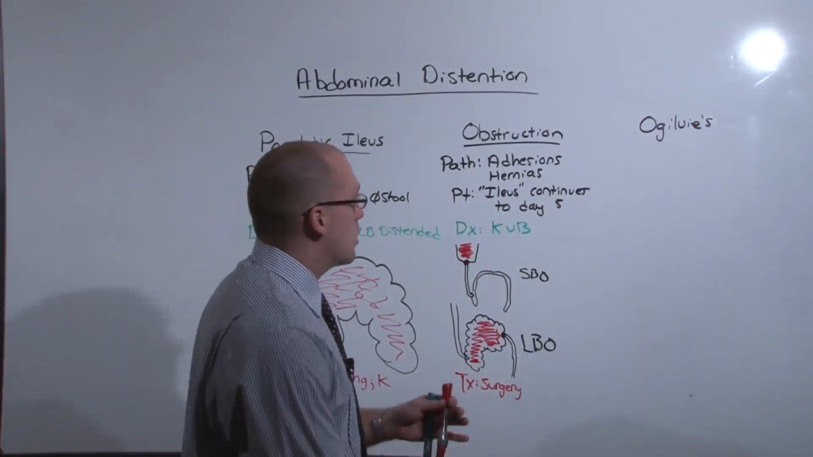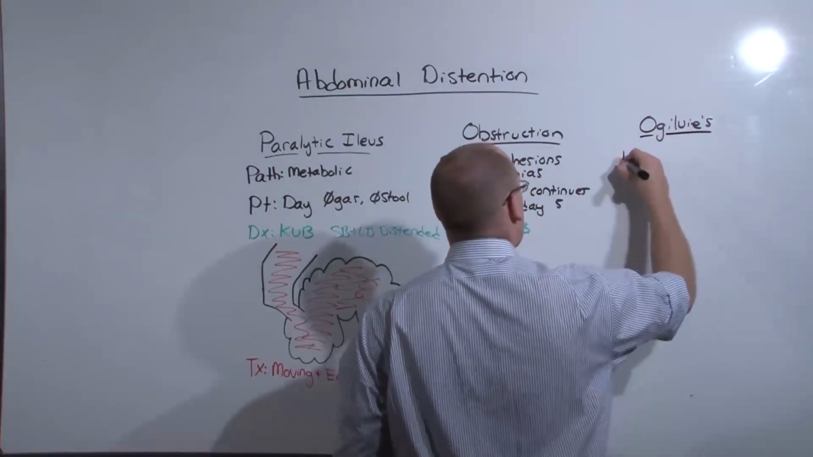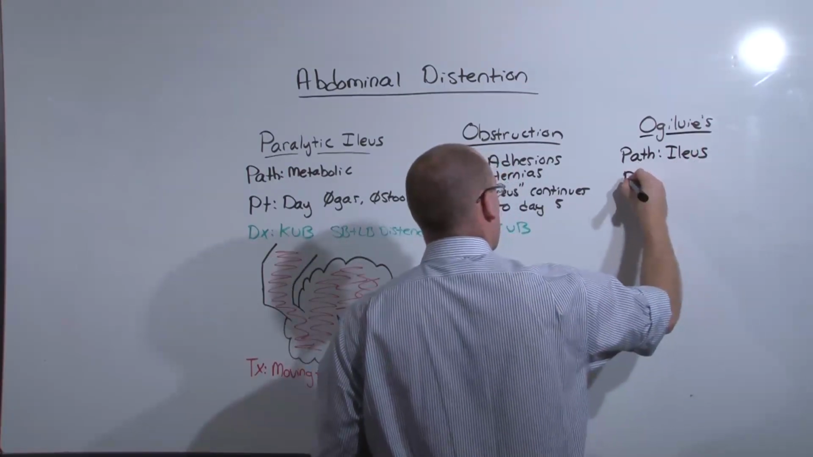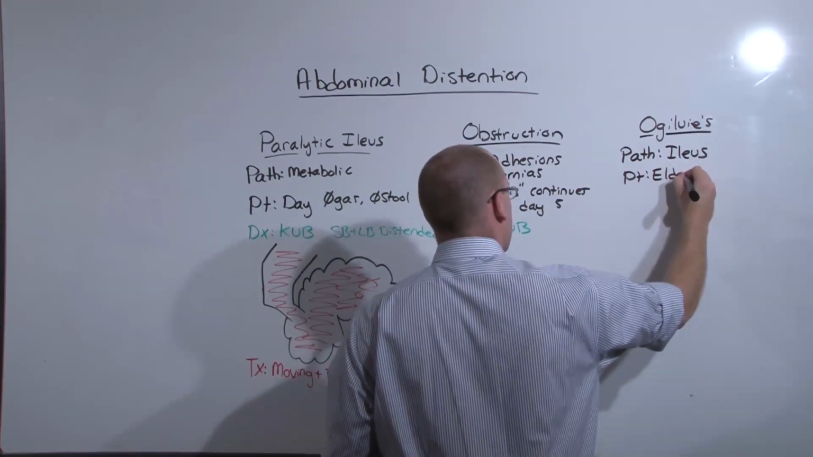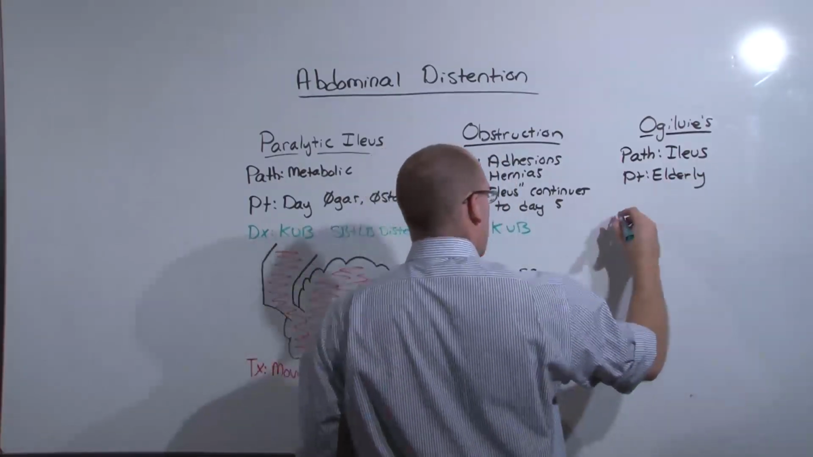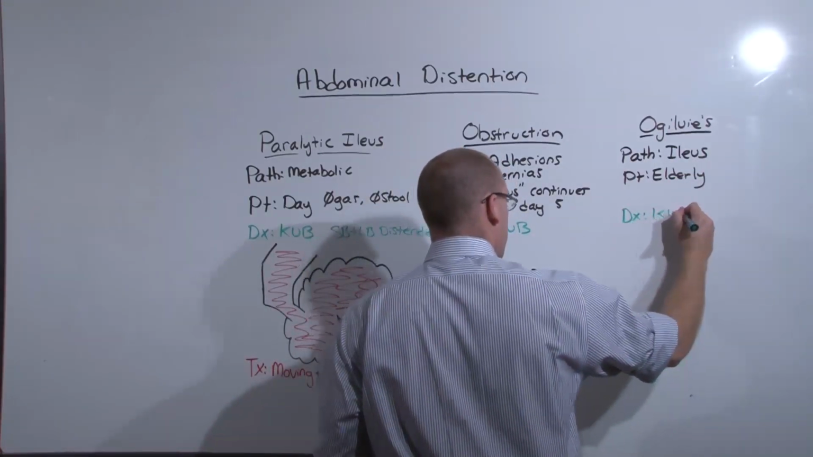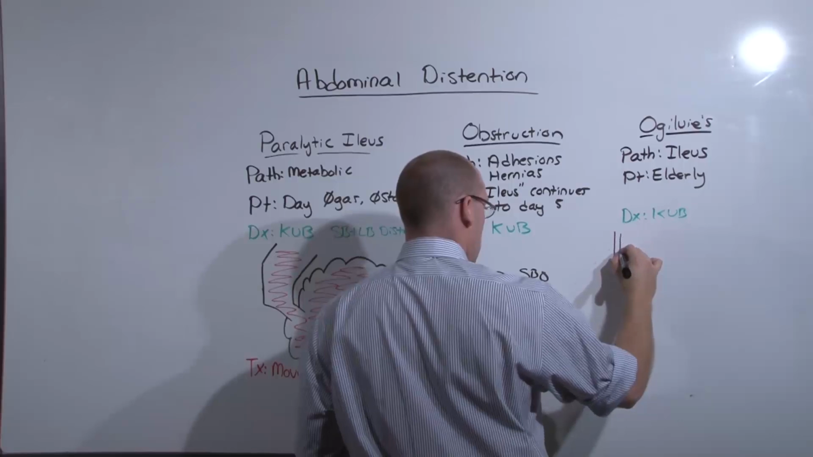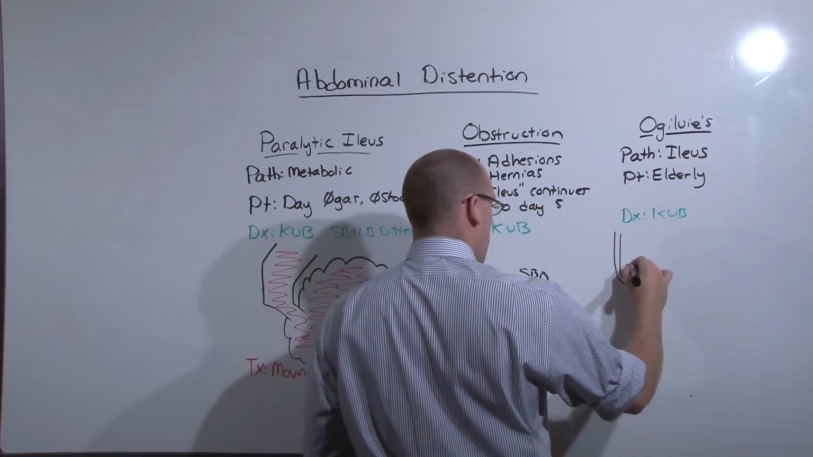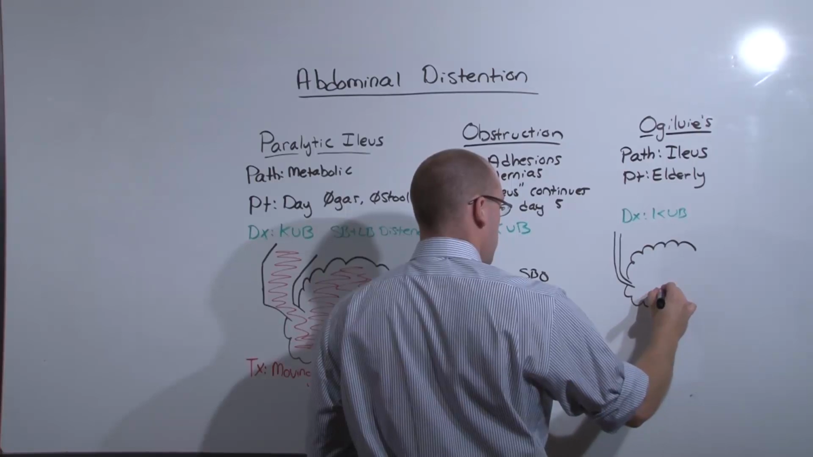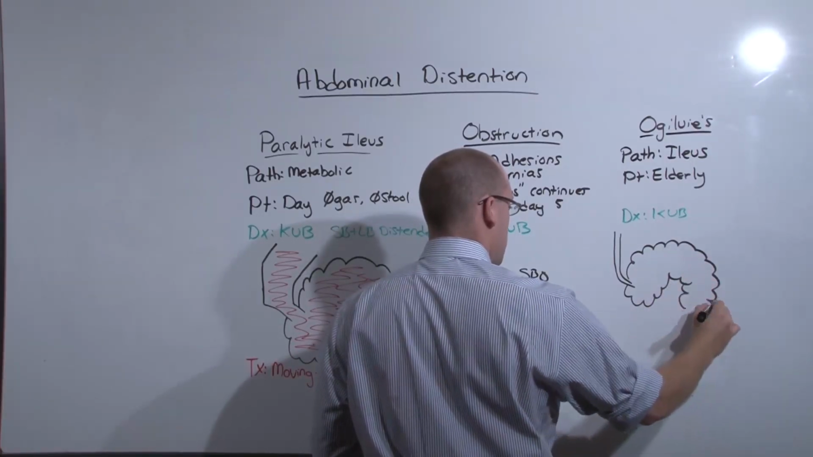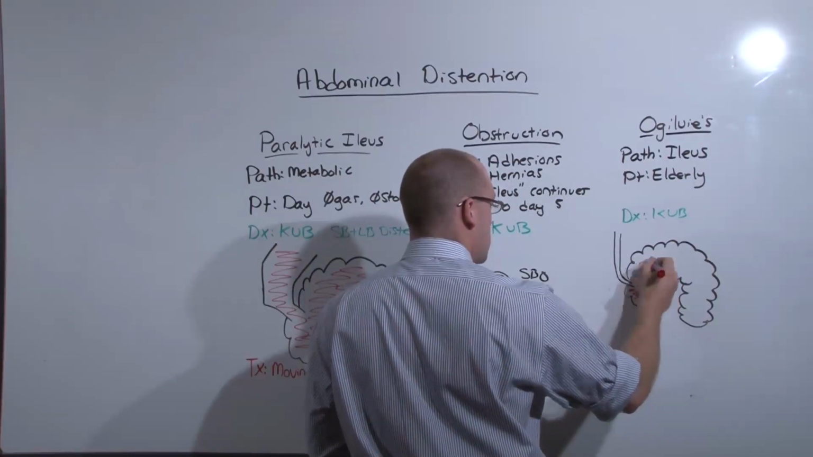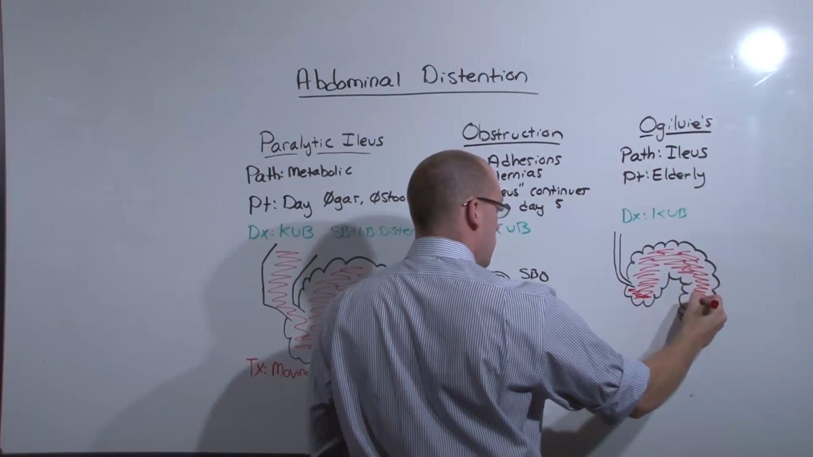And finally, the distractor is Ogilvy syndrome. This is an ileus of the large bowel, and you're only going to see it in your post-op elderly patients. You're going to diagnose it with a KUB. And it's a paralytic ileus of the large bowel. So you're going to see a normal small bowel, a big distended colon, but that takes up the entire colon. There's no obstruction. There's no distal site that's empty of air and stool. The whole colon is distended.